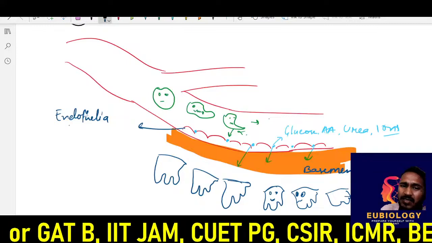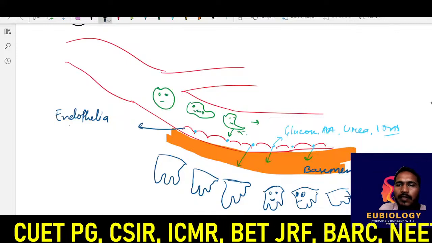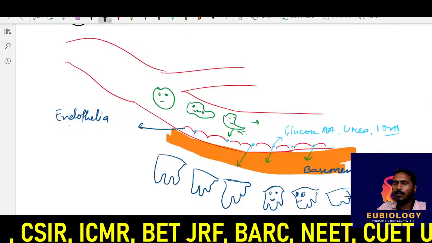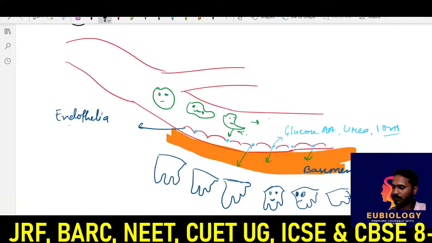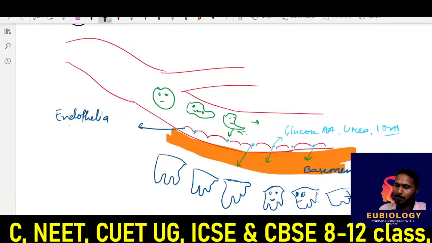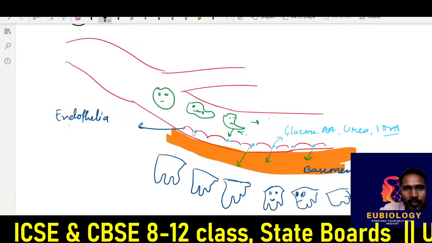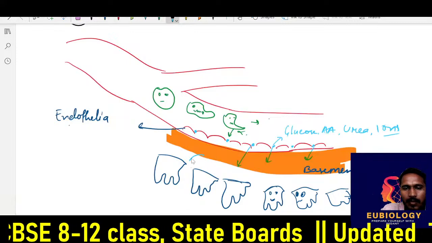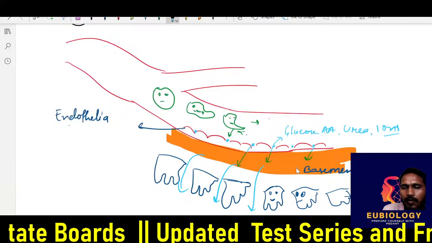That epithelial layer is modified as a podocyte. Why is it modified? Because it has to make pores between these. You have to make a pore between this. So these are the pores through which these solute particles will enter here, and here, and here.